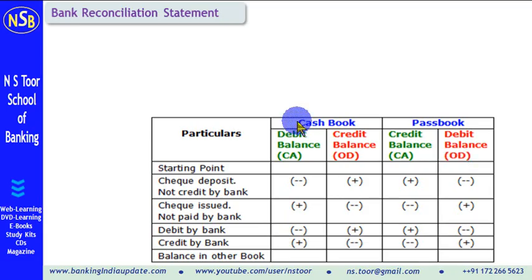Normally, in cash book and in passbook, the balance can be different. And that difference may be on account of various reasons. So these are various reasons given here. So there are certain entries which are first entered by the firm, like check deposited or check issued. So when check is deposited in the bank, the firm in the cash book debits the bank account. When check is issued, a firm in its cash book credits the bank account.